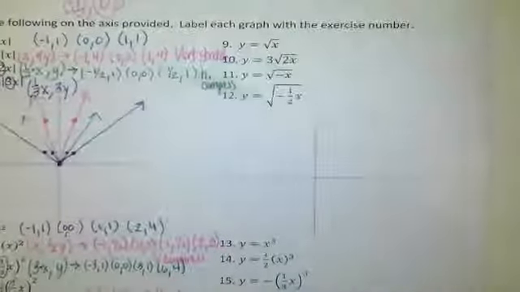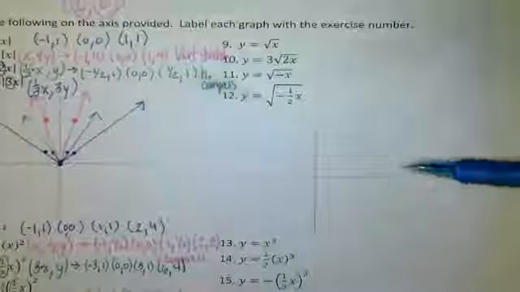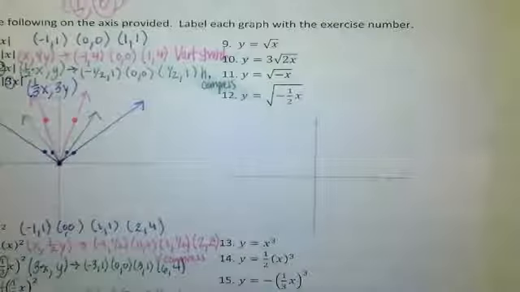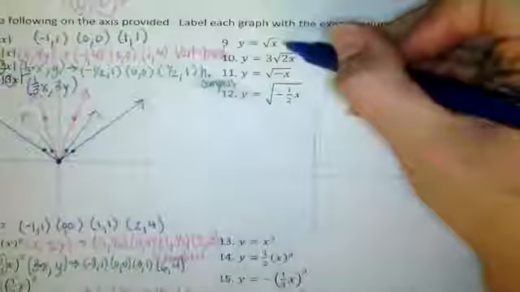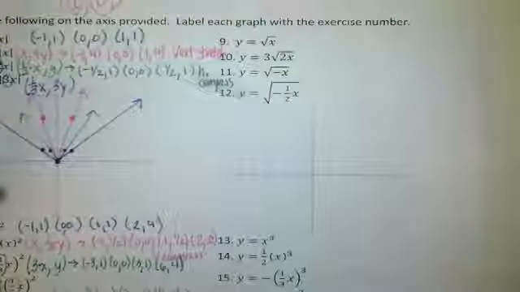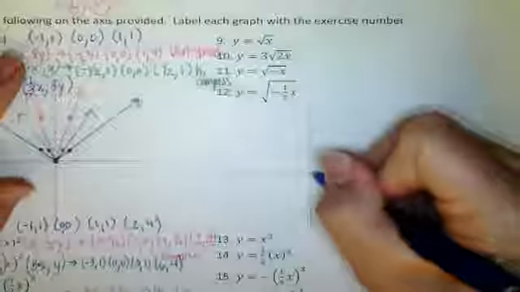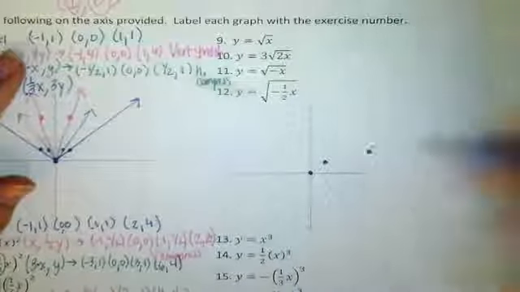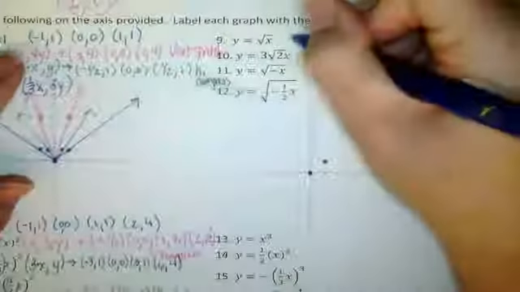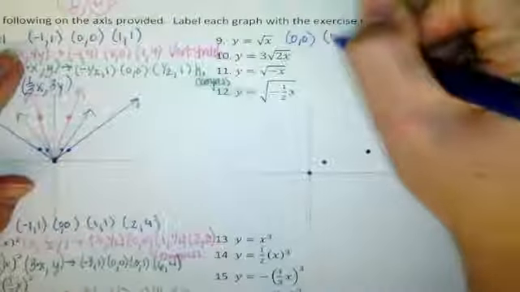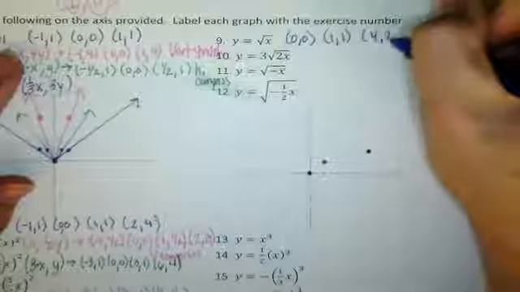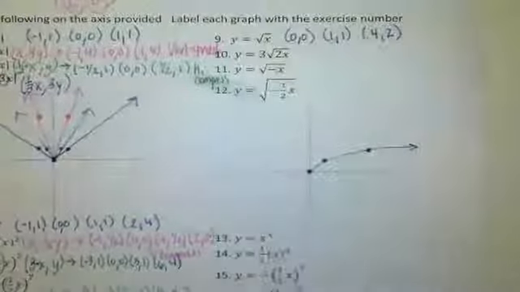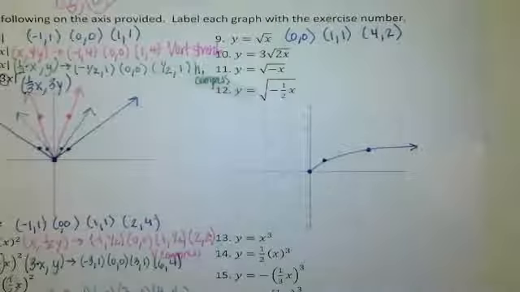Okay, we're just gonna do these last 4 and then I'm gonna go ahead and let you just work on the other side. Number 9 is the square root of x. What shape is that? Swoop. Square root swoop passes through 0, 0, 1, 1, and 4, 2.